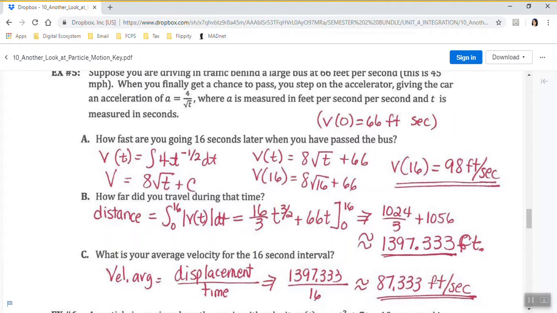Do you use acceleration or do you use velocity? For A, you integrate acceleration to get velocity, but don't forget to add the plus c. And then for B, you integrate your velocity to get your distance. Absolute value doesn't matter. No, it's always positive.